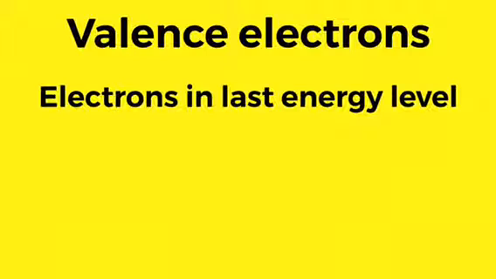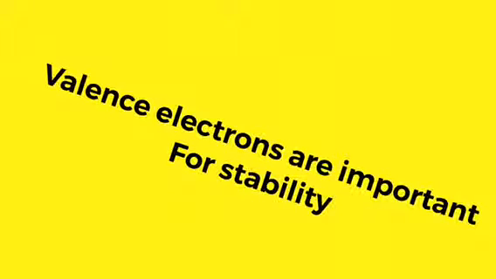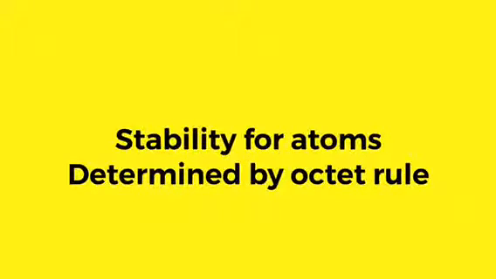So what are valence electrons? Valence electrons are the electrons in the last energy level of an atom. So let's go back to the sodium atom. It has 1 electron in the third energy level. And that third energy level was the last energy level. So that would mean the sodium atom would have 1 valence electron, meaning it would have 1 electron in the last energy level. Valence electrons are essential because they determine the stability of an atom's outer portion.